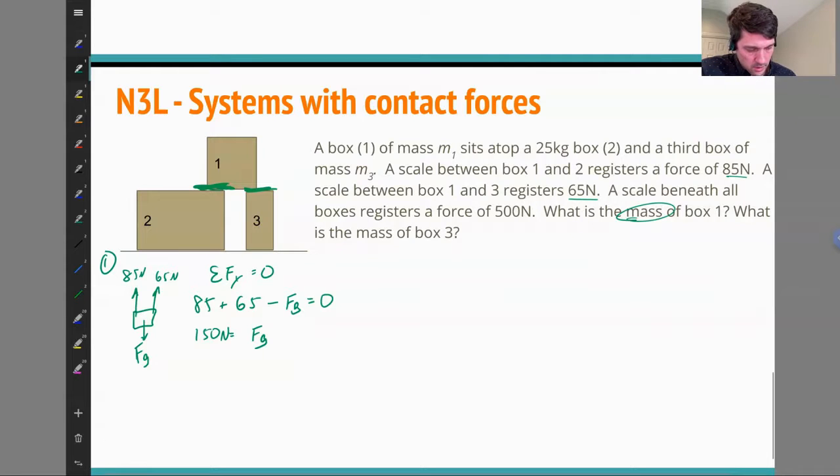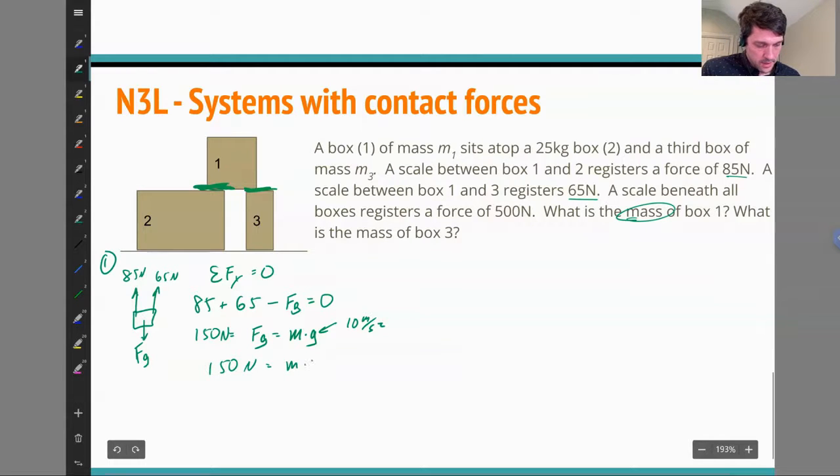And I'm asked, what is the mass? Well, Fg is mass times gravity. So gravity, again, is 10 meters per second squared. So 150 newtons equals mass times 10. The mass is 15 kilograms. All right, so far so good.